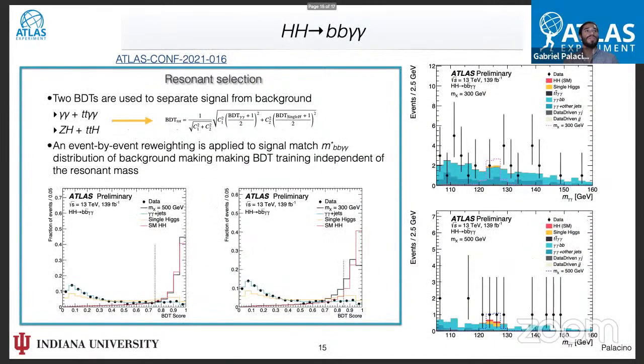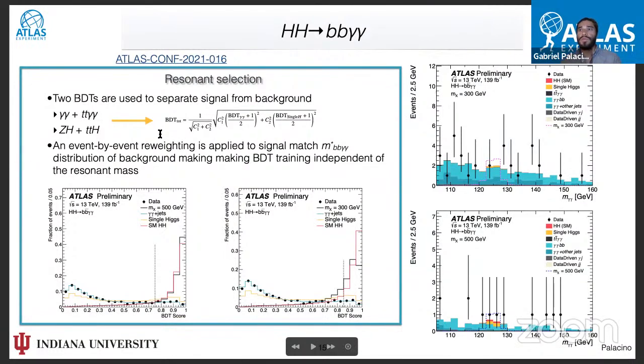Now moving on to the resonant selection, this one uses as well two BDTs, but in this case, the BDTs are used in a different way. They're used to separate two different classes of backgrounds. We have the gamma gamma background, which comprises gamma gamma and gamma gamma TT bar. And then we have the single Higgs background, which is ZH and TTH. These two scores are combined in some sort of quadratic way so that we get a final BDT score, and you can see it here.